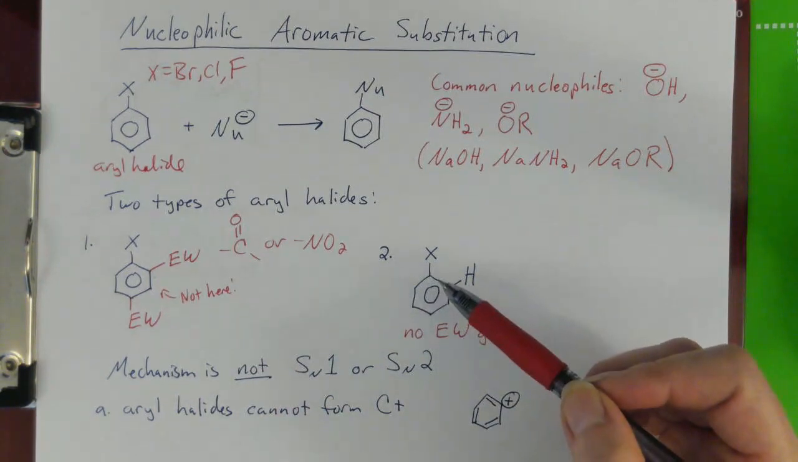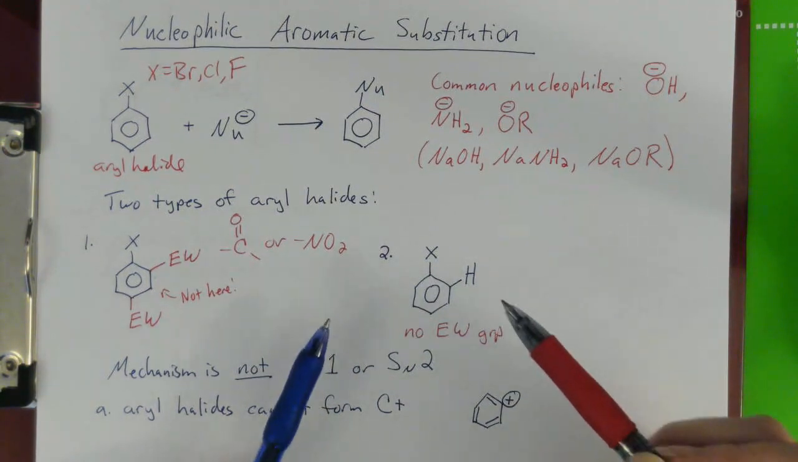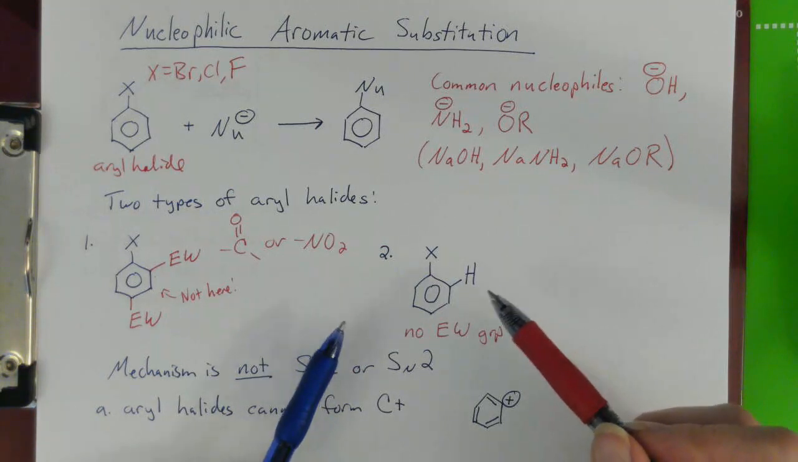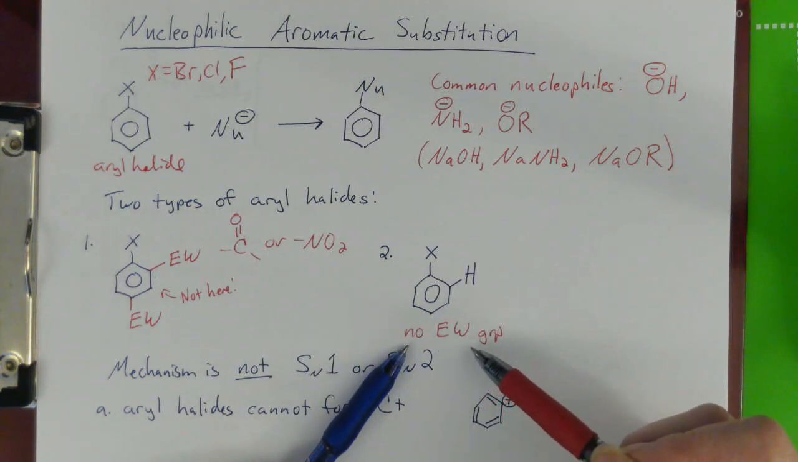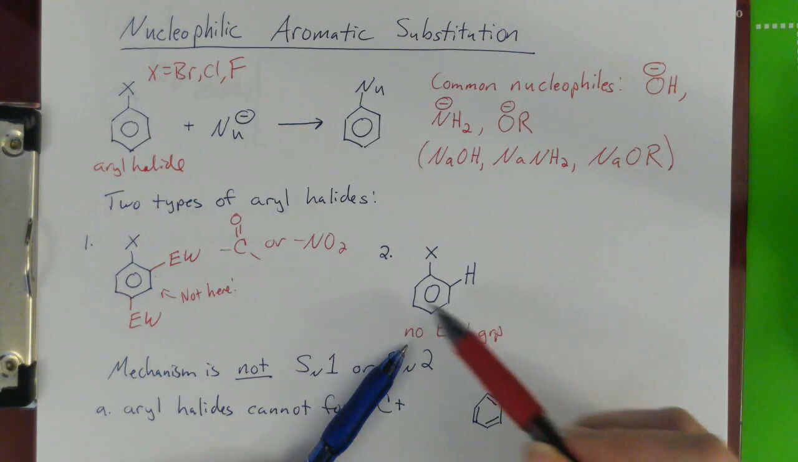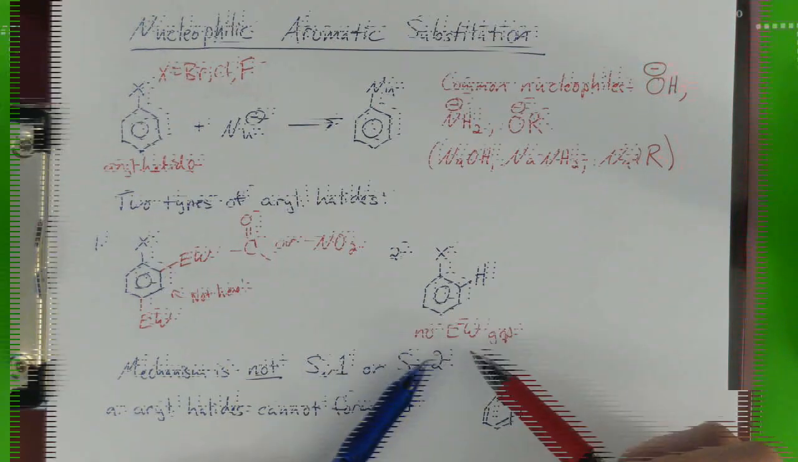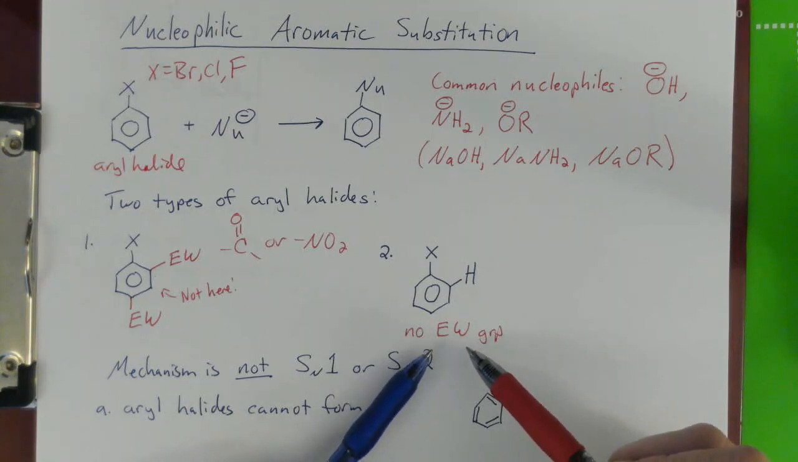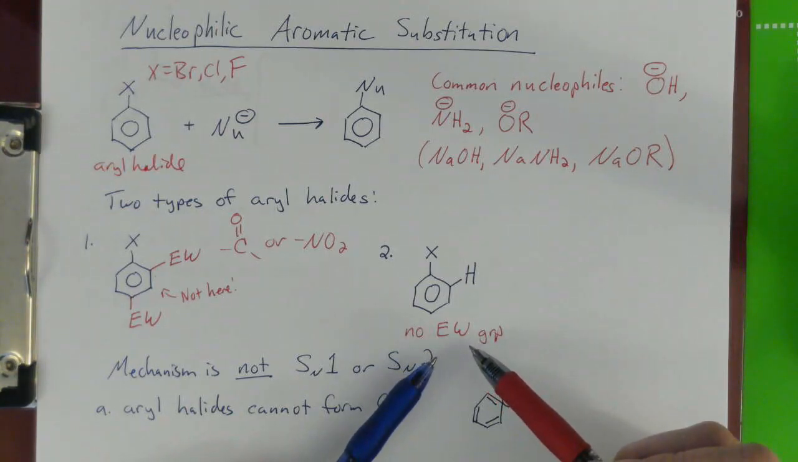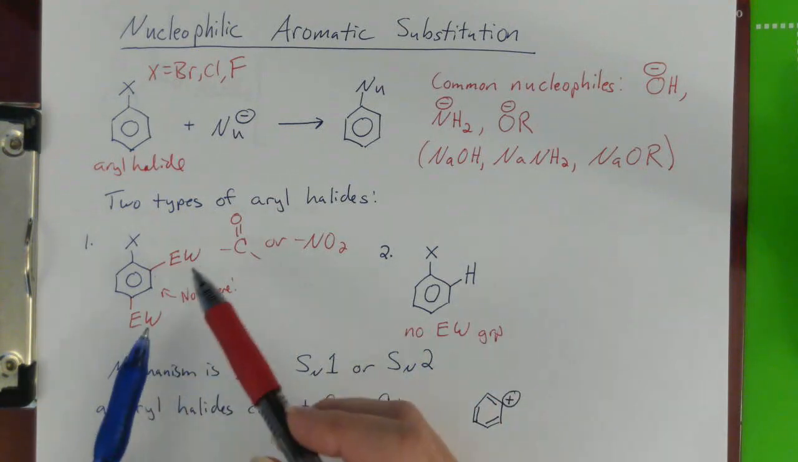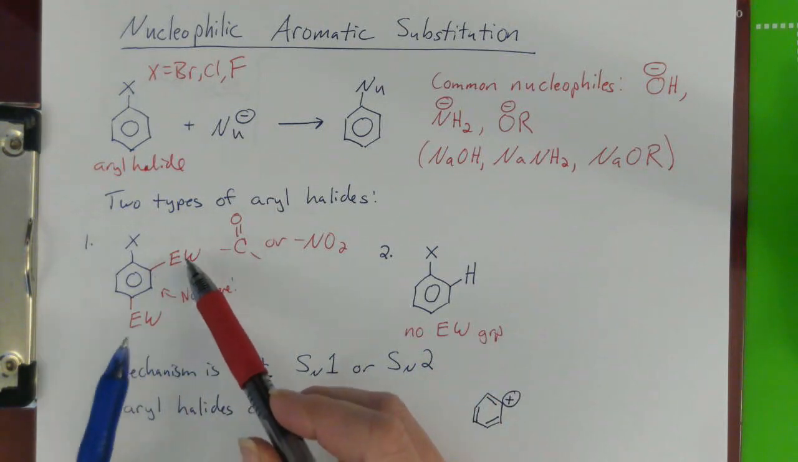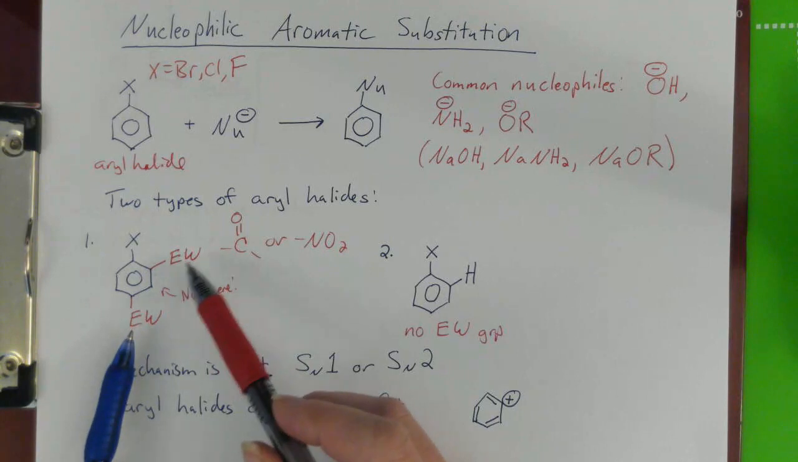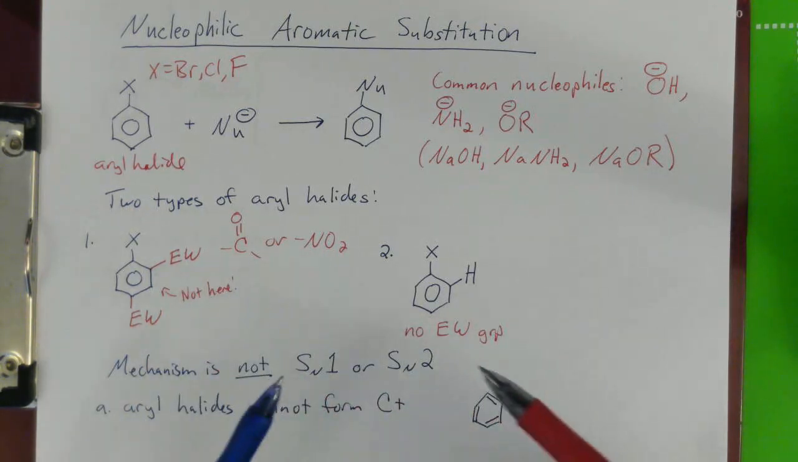The second type of aryl halide we'll see will be one that doesn't have an electron withdrawing group. So this has no electron withdrawing group, and it can have other things on the ring, but there will be no electron withdrawing group. And so this reaction has to be carried out usually at really high temperatures and pressures, because the electron withdrawing group at the ortho and para positions can serve as an electron reservoir. And we'll talk more about that.